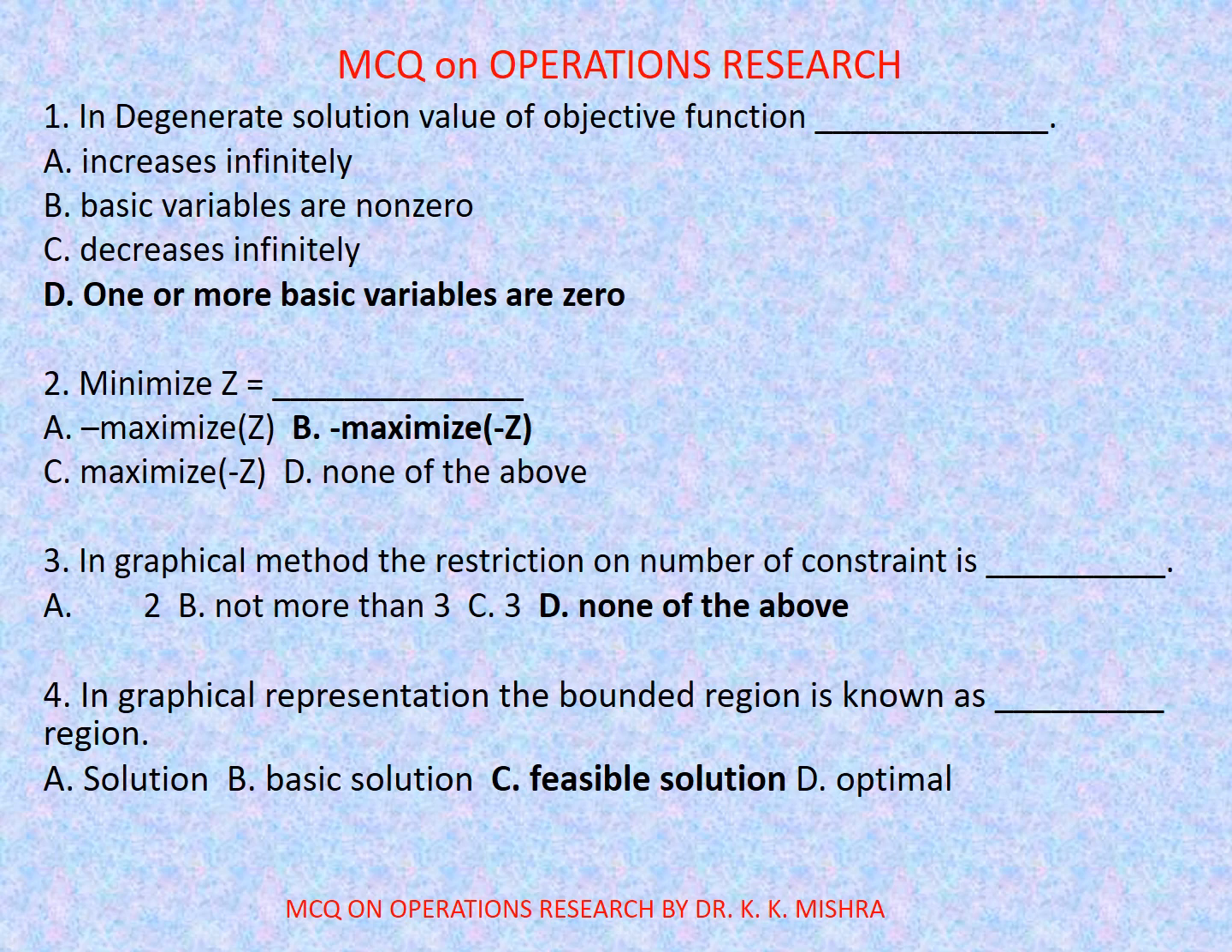Question number 4. In graphical representation, the bounded region is known as dash region. Options are A. Solution, B. Basic solution, C. Feasible solution, D. Optimal. Correct option is C. Feasible solution.